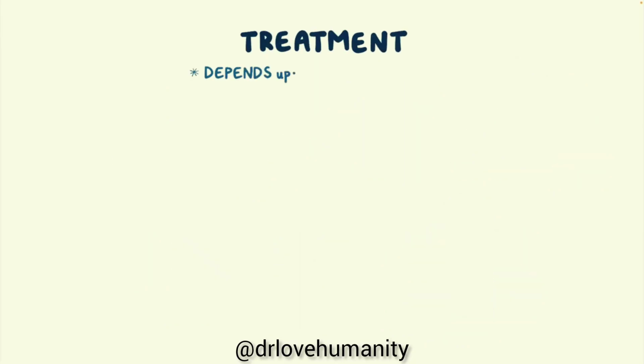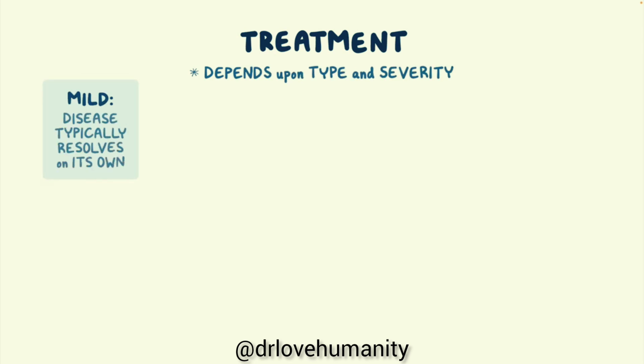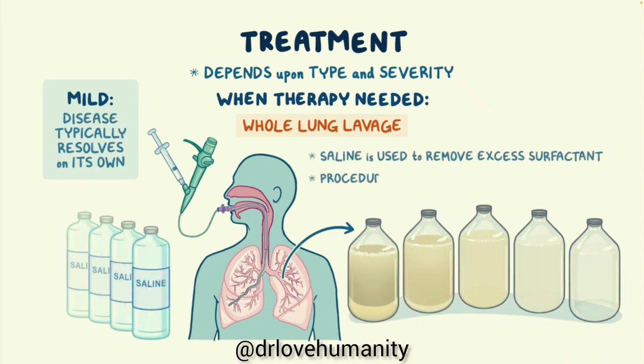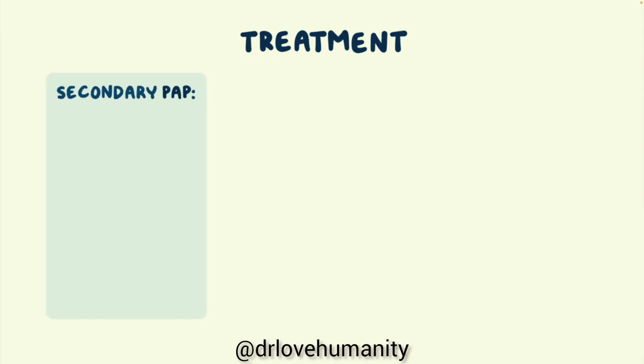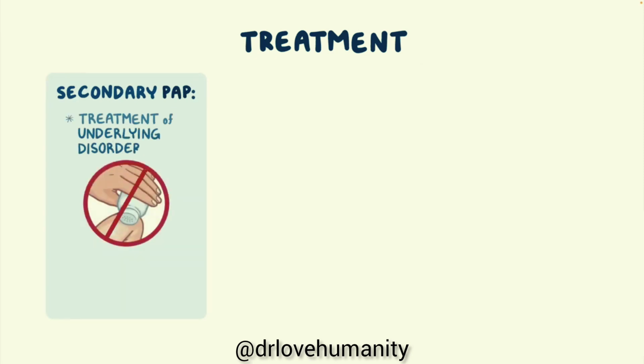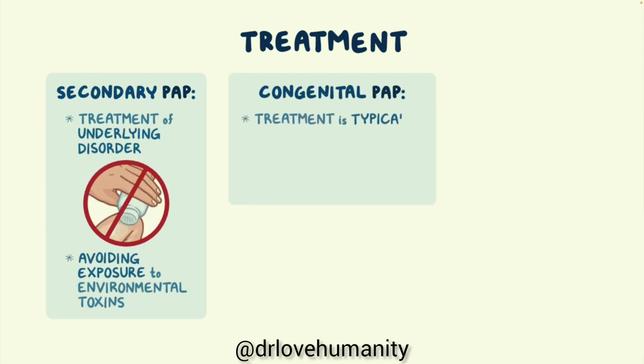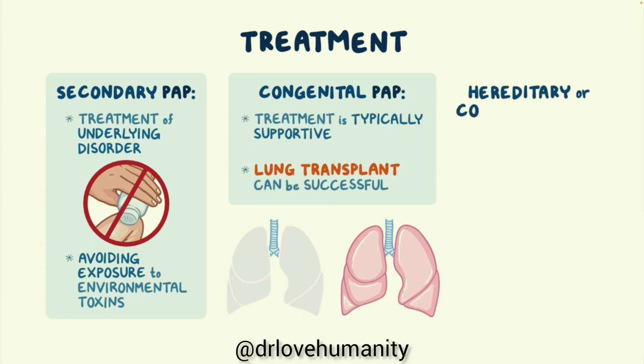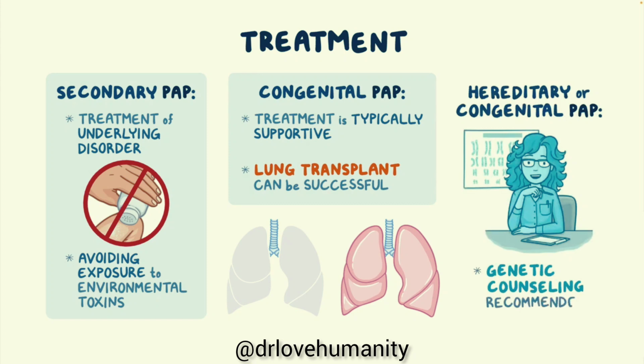Treatment for PAP depends upon the type and severity. In mildly affected patients, the disease typically resolves on its own. When therapy is needed, the first-line treatment is whole lung lavage, which uses saline to remove excess surfactant. The procedure can be repeated as needed until the lungs are clear. In patients with secondary PAP, management also involves treatment of the underlying disorder and avoiding exposure to environmental toxins. Congenital PAP treatment is typically supportive, though lung transplantation can be successful. For those diagnosed with hereditary or congenital PAP, genetic counseling is recommended to help families understand their risk factors.